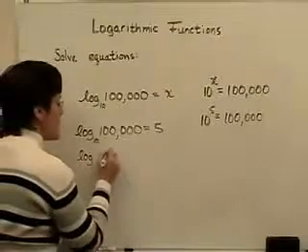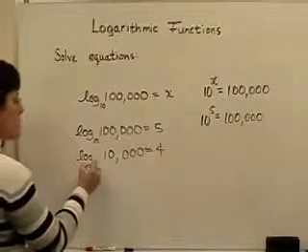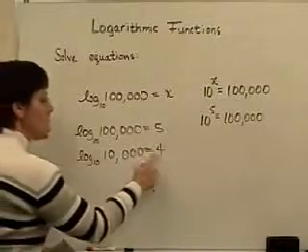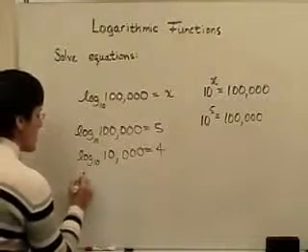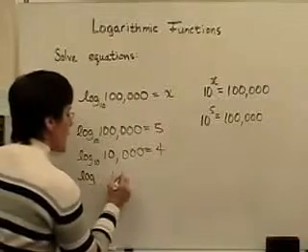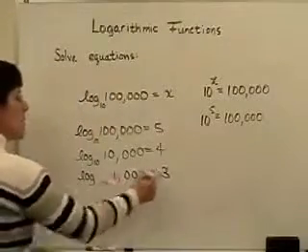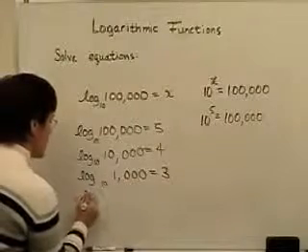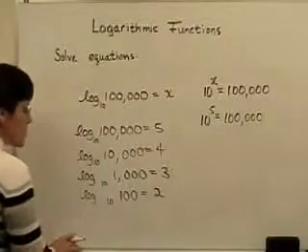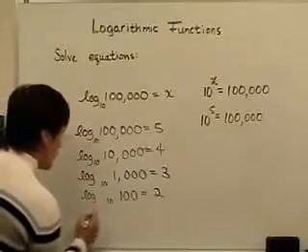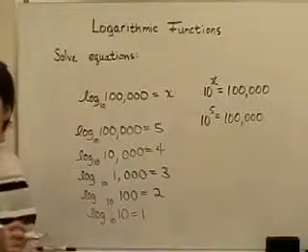So if I asked you to find the log of 10,000, you would probably tell me that that's equal to 4. Again, the base is 10, because 10 to the 4th power gives you 10,000, or 1 with 4 zeros. And this pattern continues. If I asked you for the log of 1,000, you would tell me that's equal to 3, because 10 to the 3rd power is 1,000. The log of 100, where the base is 10, is equal to 2, because 10 squared is 100. And finally, the log of 10, where the base is 10, is equal to 1.